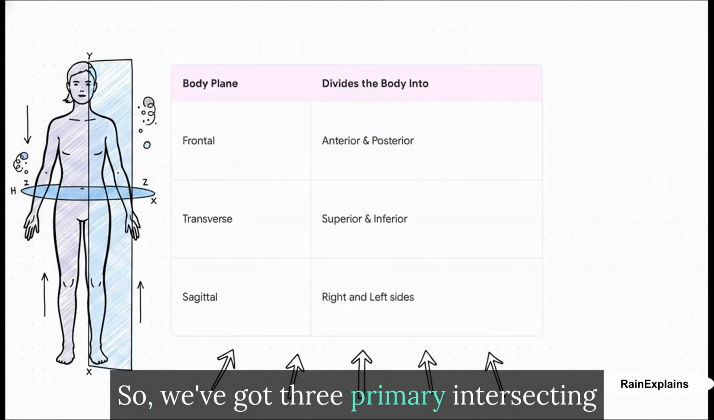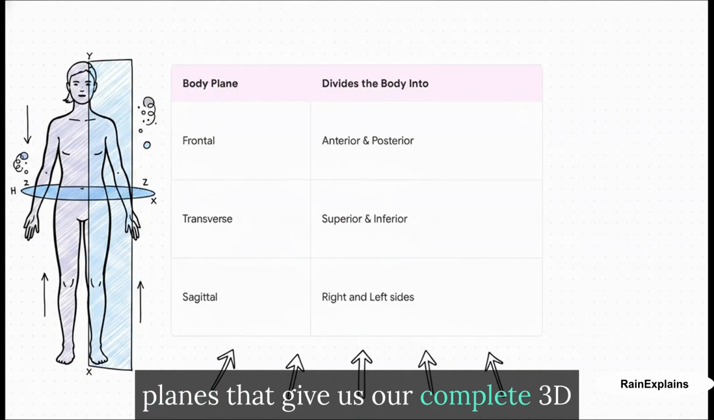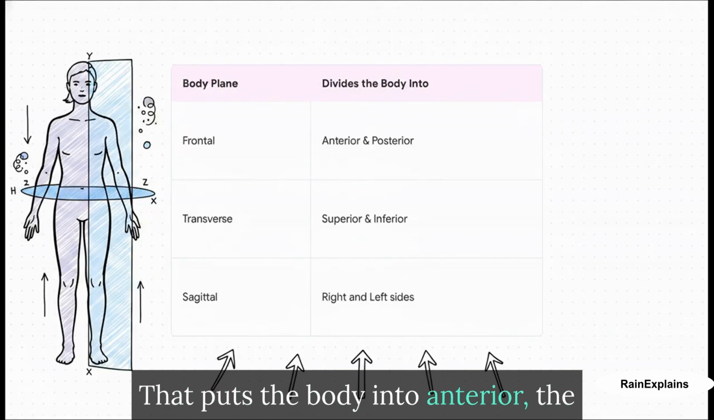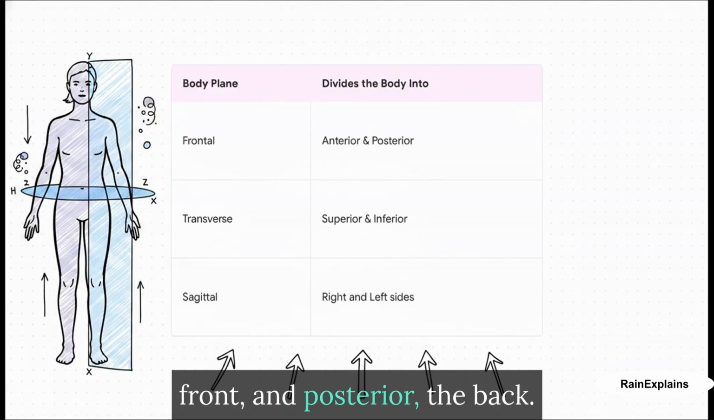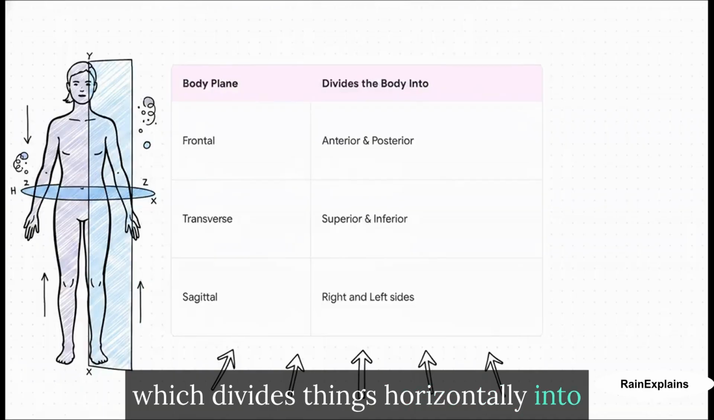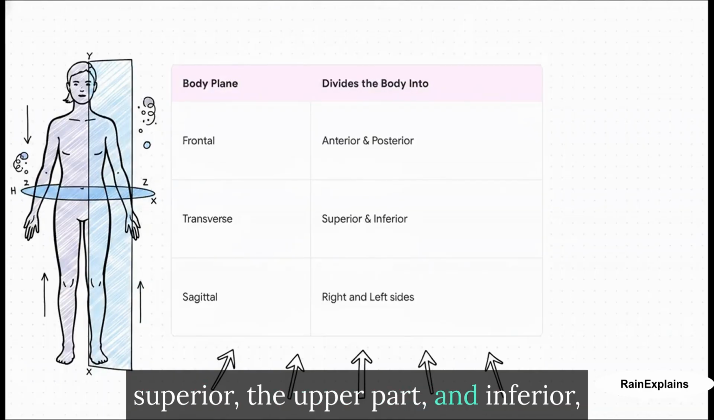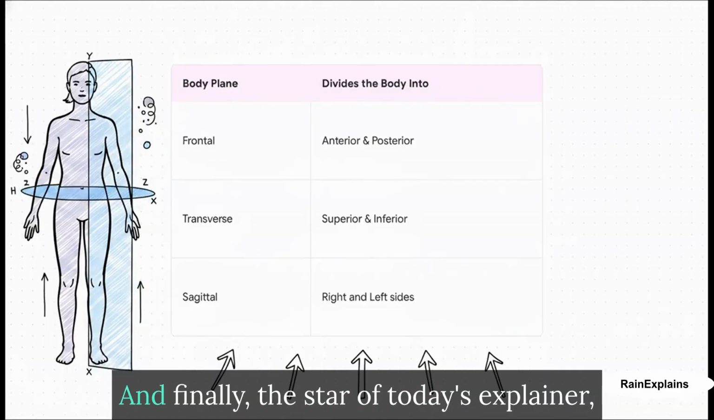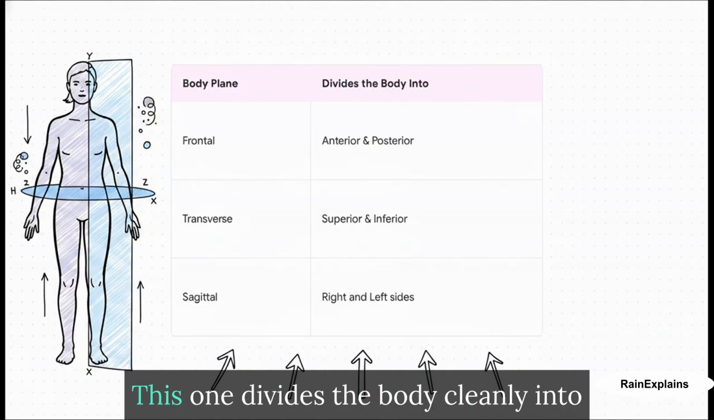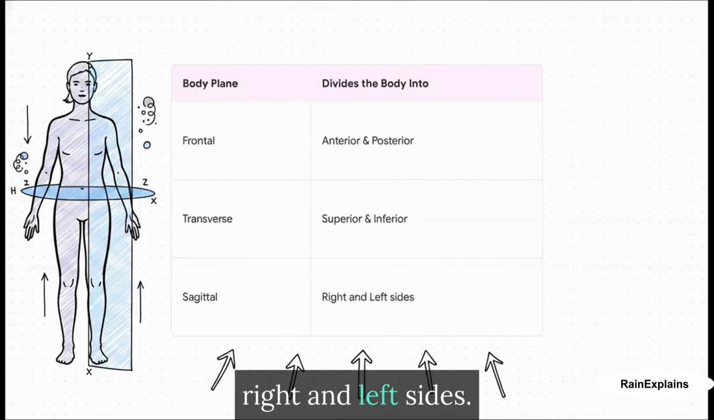So we've got three primary intersecting planes that give us our complete 3D coordinate system. First up is the frontal or coronal plane. That splits the body into anterior, the front, and posterior, the back. Next is the transverse or axial plane, which divides things horizontally into superior, the upper part, and inferior, the lower part. And finally, the star of today's explainer, the sagittal or lateral plane. This one divides the body cleanly into right and left sides.